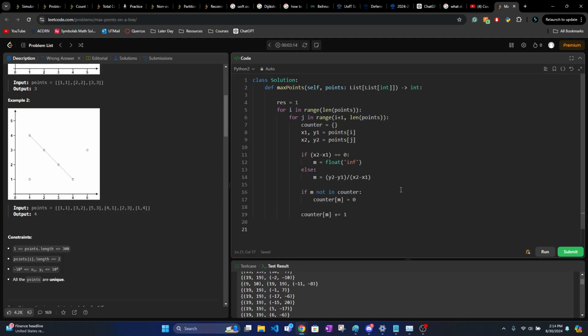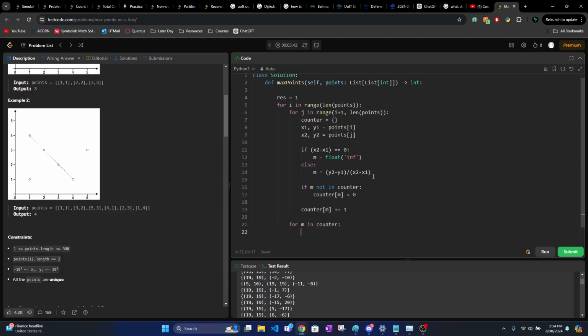Meaning that we want the max value in counter, so let's find that. For m in counter, we are going to do res is equal to the max of res and counter at that slope.